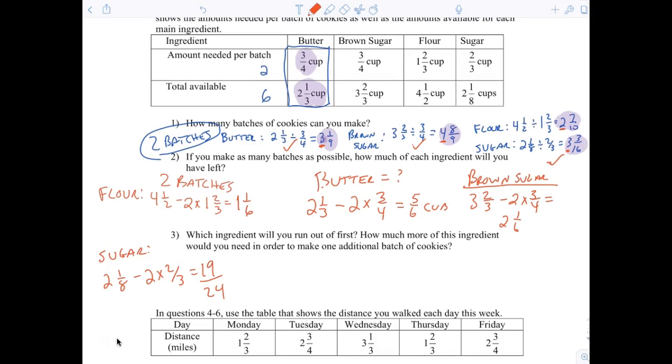That means I need 5 cups. Do you agree? How many cups do I have? 4. So how much more do I need?